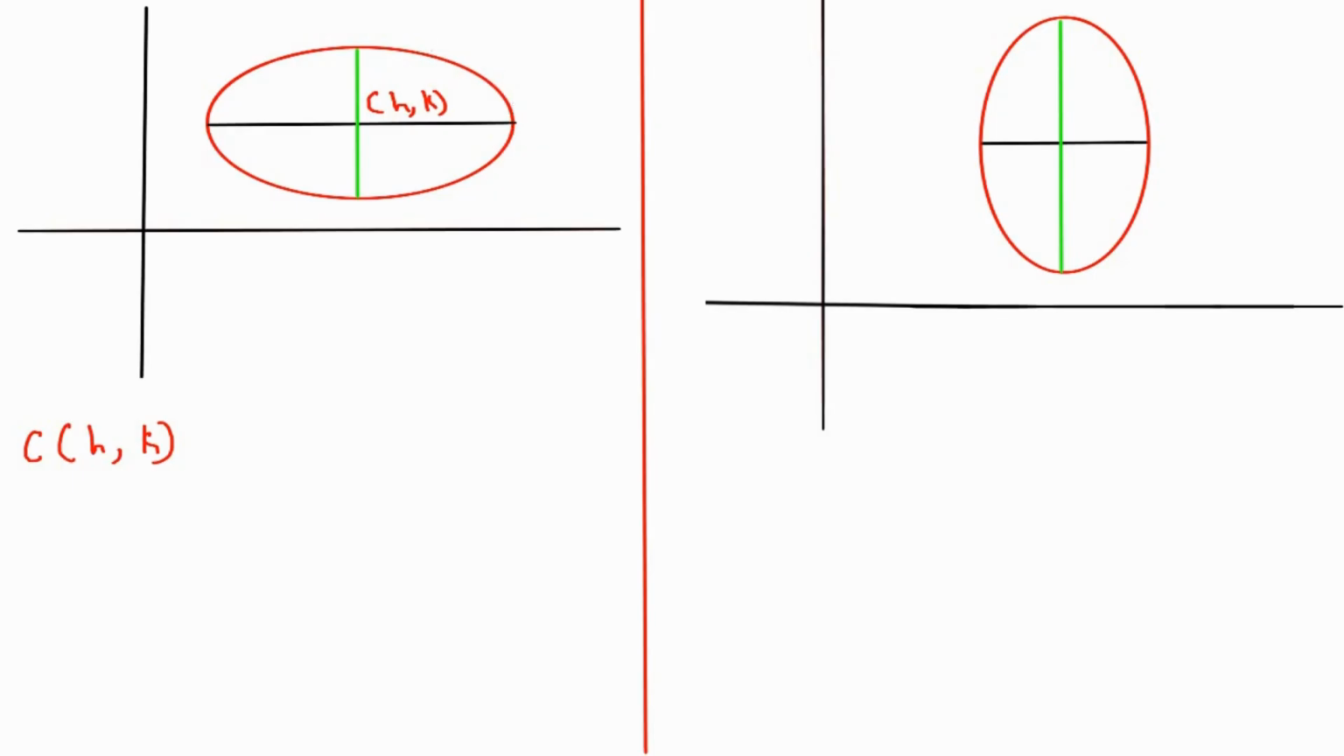Let me have it in blue. This is the first one along the horizontal axis. This is the second one along the horizontal axis. We call these two vertices, they are plural, two vertices. We call them the major vertices. Okay. Now, the coordinates of the major vertices.